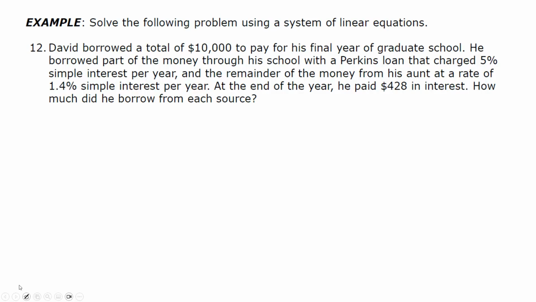Okay, let's get a different color. Let's go green. So we know that David borrowed a total of $10,000. Okay, he had two loans. He had a Perkins loan and he had a loan from his aunt. Now the Perkins loan charged 5% simple interest, and his aunt's loan charged 1.4% simple interest. The total interest he paid was $428. We want to know how much did he borrow from each source.